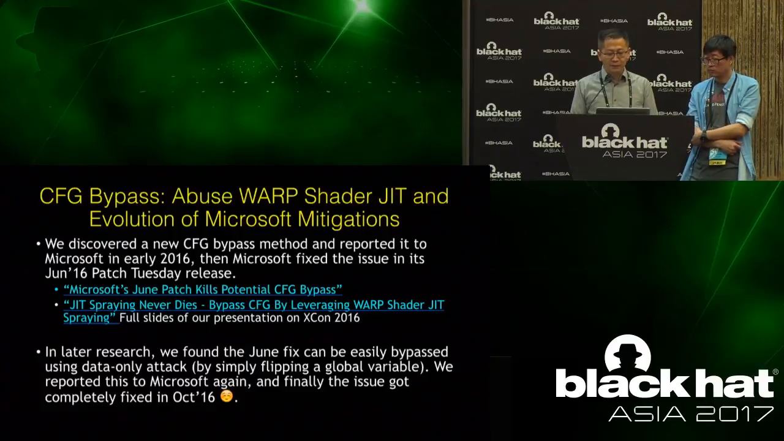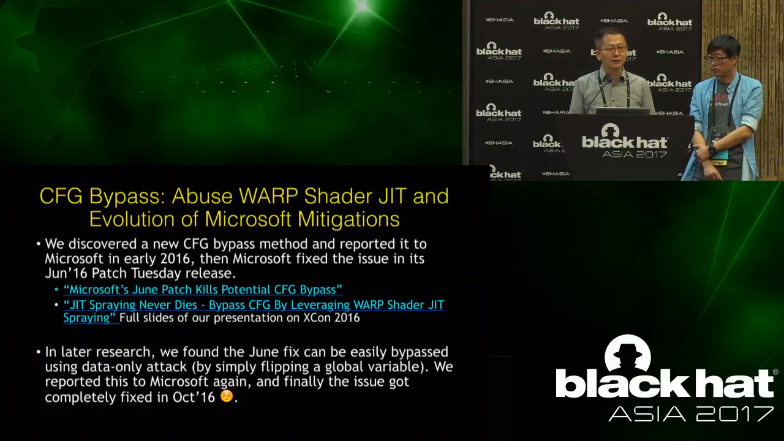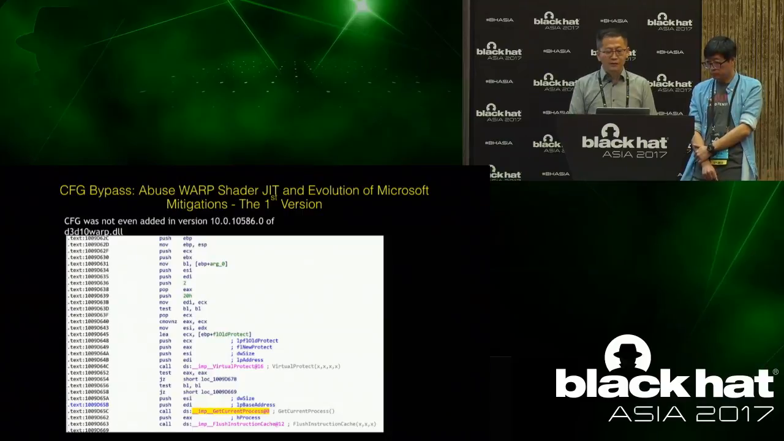Later on, Bing found out that although Microsoft had the fix, we could actually still bypass it. The reason is that their fix relies on a global variable. But as we know, a global variable is a piece of data. If we can locate that and change the content of that global variable, we'll still be able to bypass this. He reported to Microsoft again, and ultimately in December it was fixed. So as you see, attack techniques and mitigation techniques are in a battle. In this case it seesawed multiple times, until ultimately we were unable to use the technique that we had.